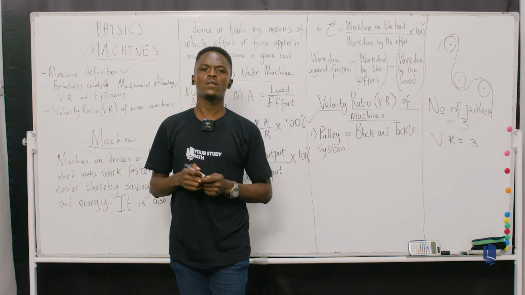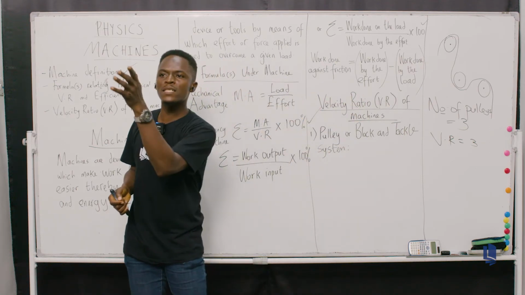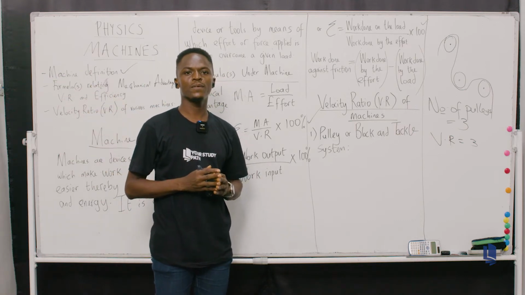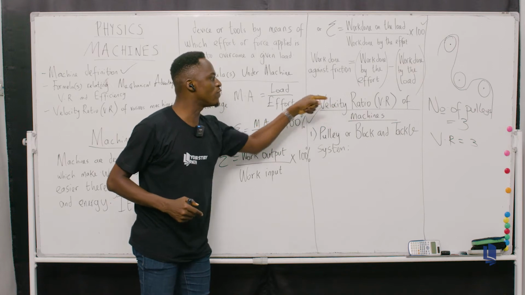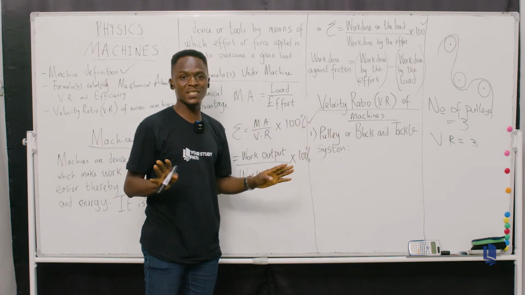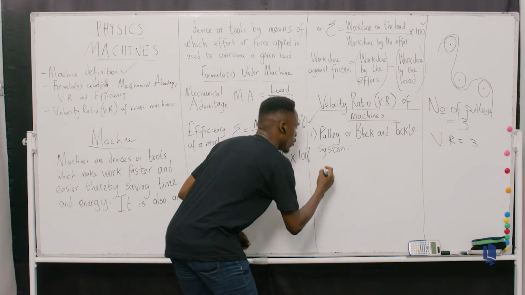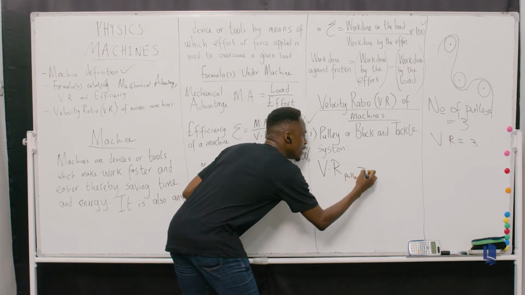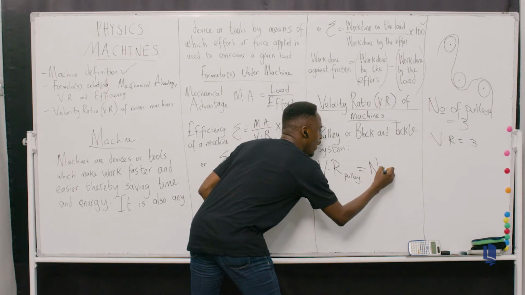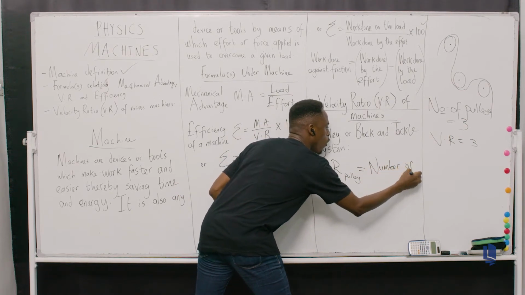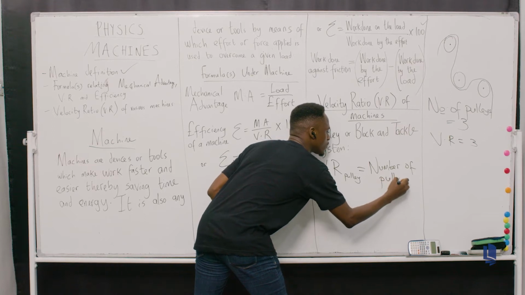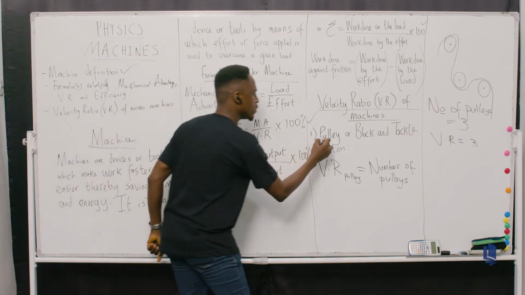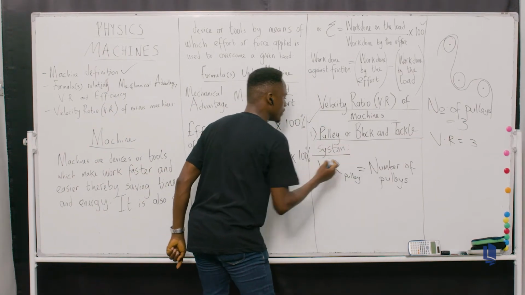That's all. A pulley system has 5 pulleys. That is your velocity ratio. Don't stress yourself. Understanding what the velocity ratio of a pulley system is, is as simple as ABC. So, we say that velocity ratio of a pulley system is simply equal to the number of pulleys. So that settles our matter with regards to the pulley or block and tackle system.